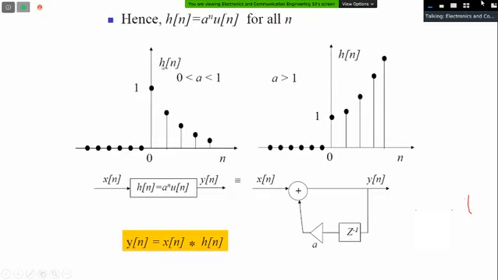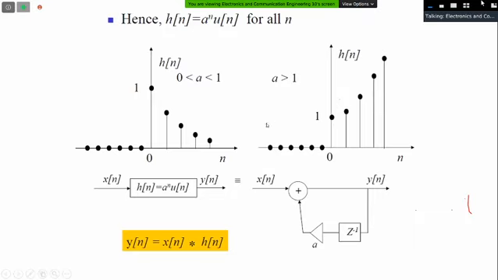For a from 0 to 1, the system will behave like this. And for a greater than 1, this will be like this. So that means for values of a from 0 to 1, the system will converge, and for values greater than 1, the system will actually diverge. All right.